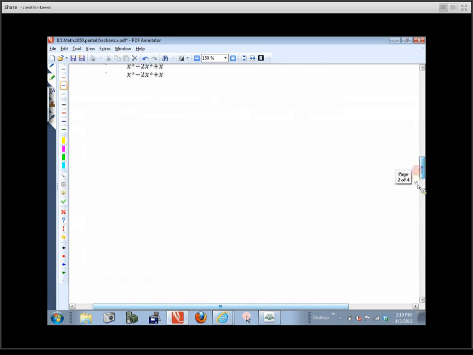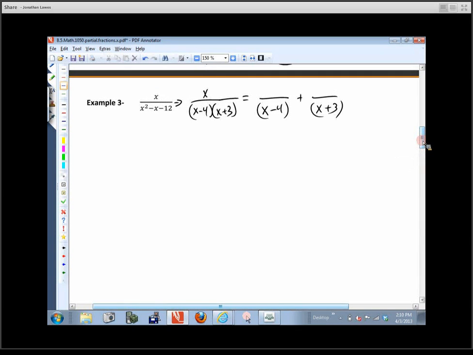What's the degree of the factor in the denominator? 1, so the numerator's degree is 0, so it's a plain old number.